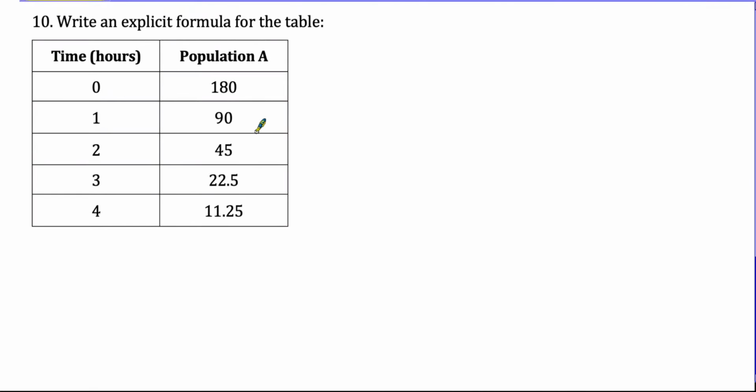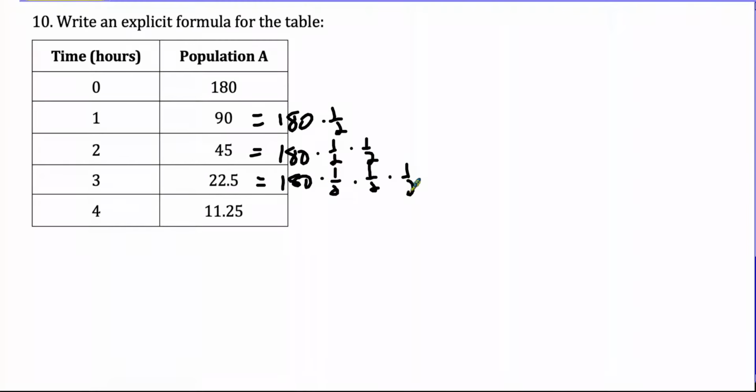180 times 1/2 is 90. 90 times 1/2 is 45. So that means this is geometric, and my growth factor is 1/2. Now, to kind of see the pattern, to see how we can write this formula, we can rewrite 90 as 180 times 1/2. I can rewrite 45 as 180 times 1/2 times 1/2. I can rewrite 22.5 as 180 times 1/2 times 1/2 times 1/2.